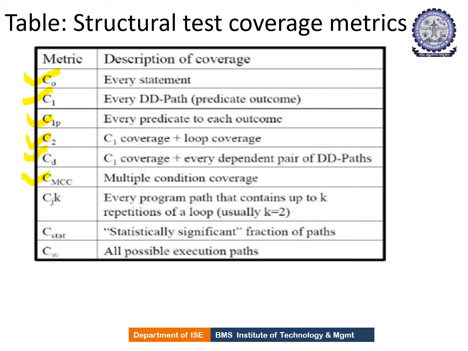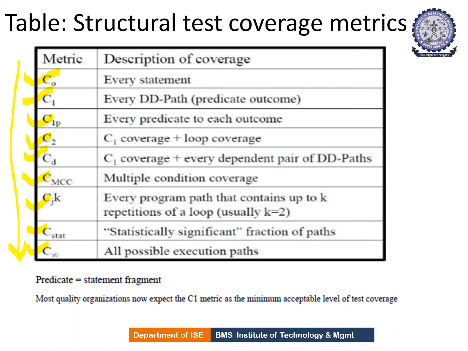CMCC is multiple condition coverage. CJK is every program path that contains up to k repetitions of a loop. CStat is a statistically significant fraction of paths. C infinity is all possible execution paths. So this is how we are going to consider all the metrics while doing structural testing.